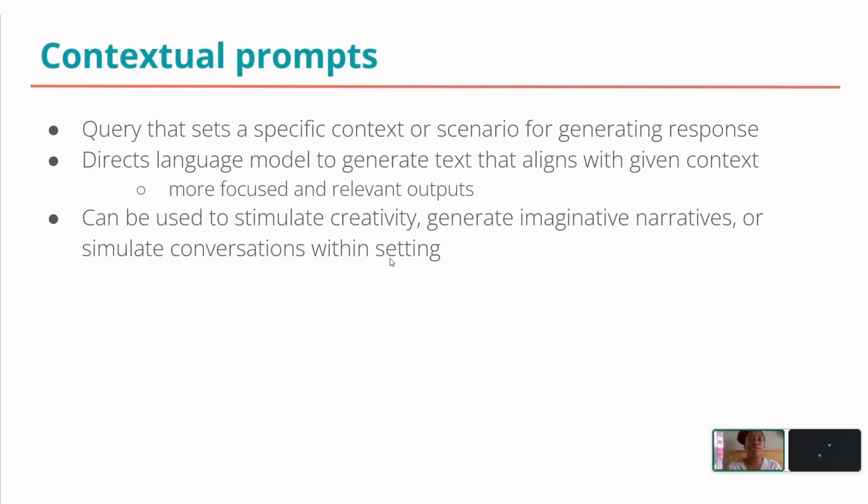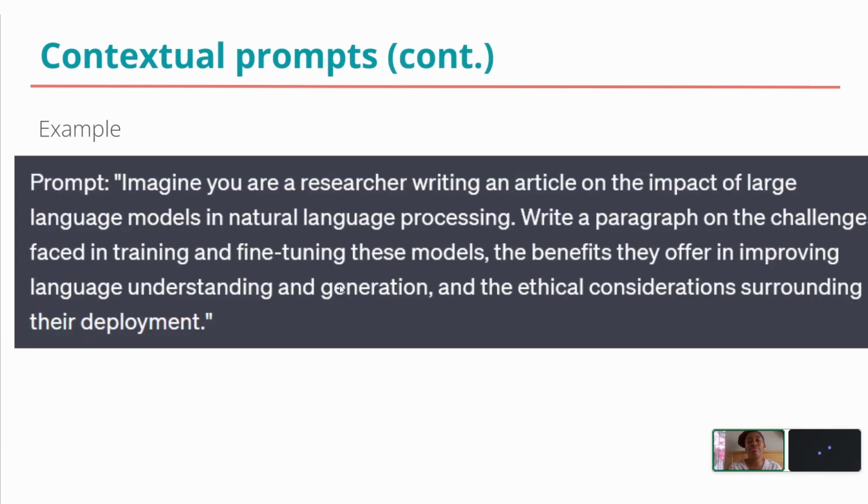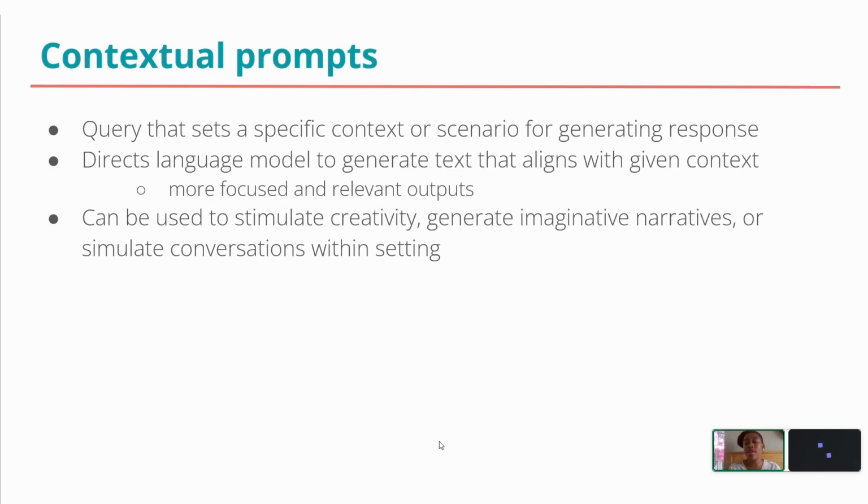And the next type of prompts that we're looking at are contextual prompts, where you give ChatGPT a context. It doesn't just generate a response out of nowhere. You direct it according to a certain context so that you have more relevant responses. So this can be used to stimulate creativity, generate imaginative narrative, and simulate conversations within a setting. So you can see it can be used outside of programming as well as within programming.